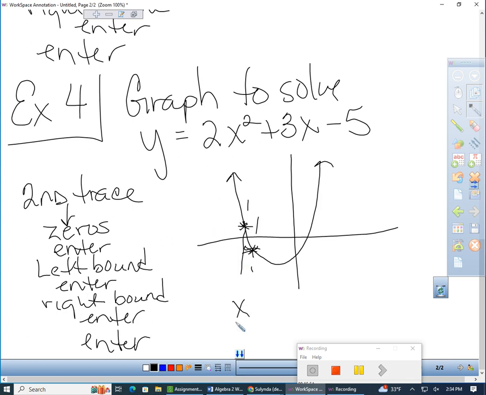So our first one, x equals negative 2.5. Your y should be 0 no matter what. So it doesn't matter when you place those little things? No, as long as it's to the left and the right.